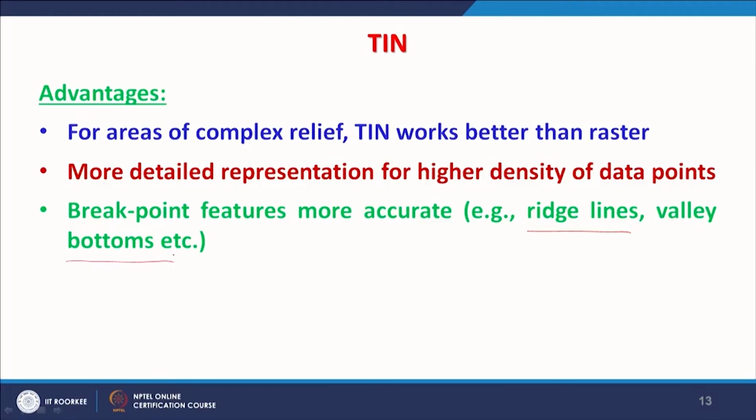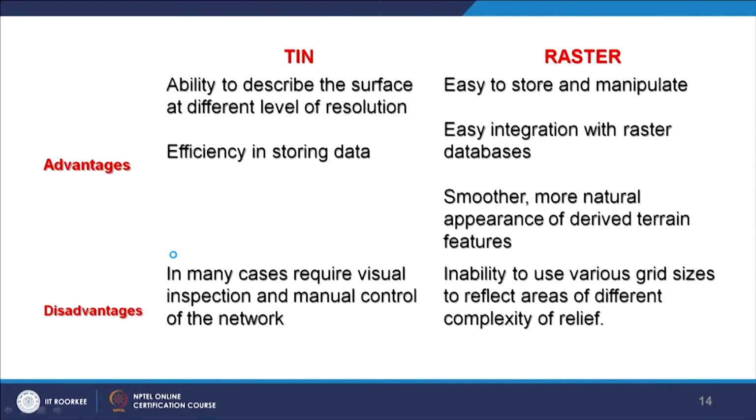At that time we will further discuss and see how software handles these break lines. Instead of calling it break point, the software calls it break lines. Break line is the more appropriate term. Anyway, in summary, the advantages and disadvantages associated with TIN and raster: TIN has the ability to describe the surface at different levels of resolution, because each triangle may have a different size and shape.